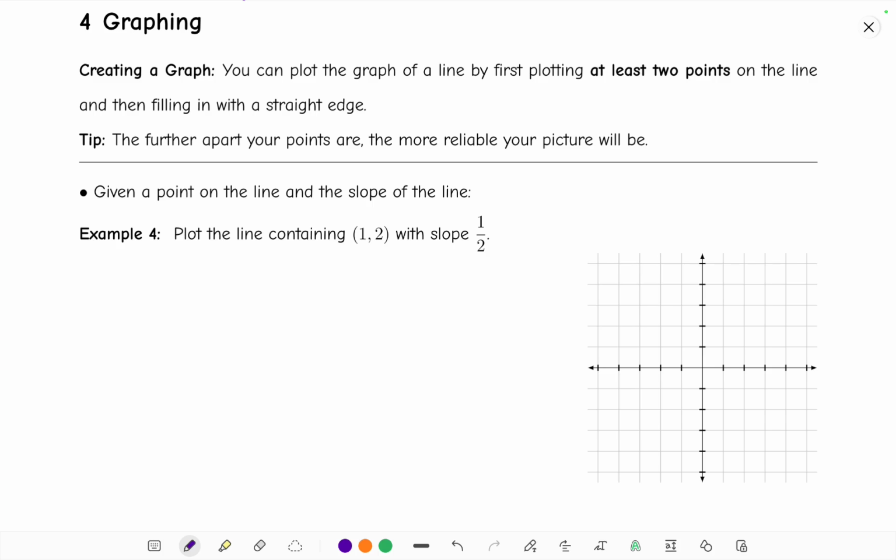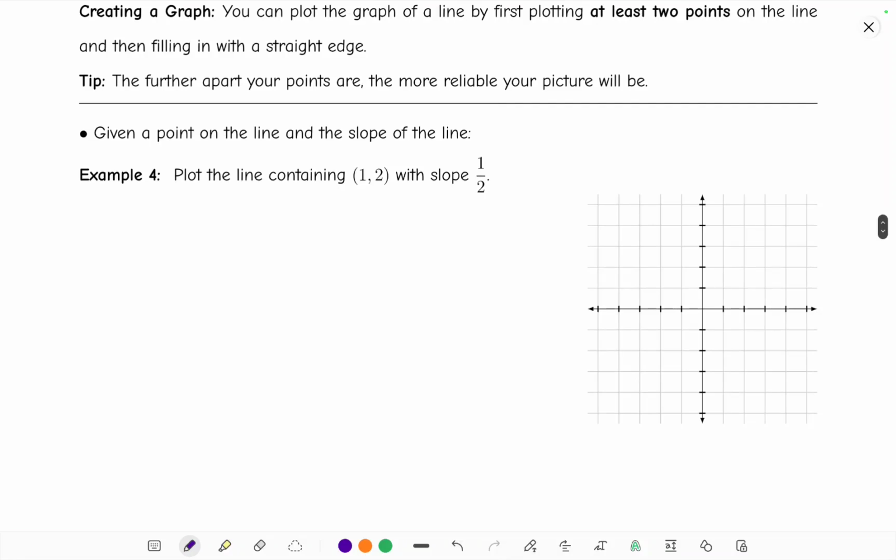Given a point on the line and the slope of the line, let's graph it. Well, they've already given us a point, 1, 2. But now, how is the slope useful when I need a second point? Well, remember how we went from the graph to the slope? Well, we just do it the other way around, where remember the top number is your change in y, so I need to go up 1, and your bottom number is your change in x, so I need to go over 2.